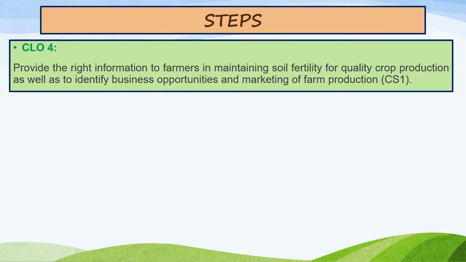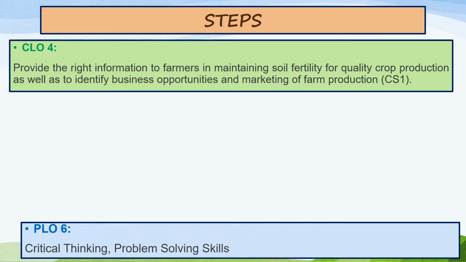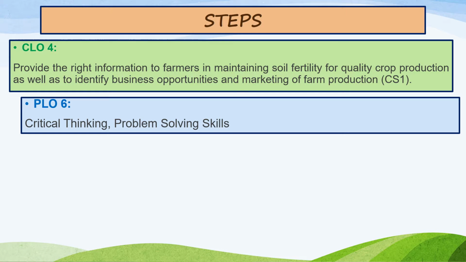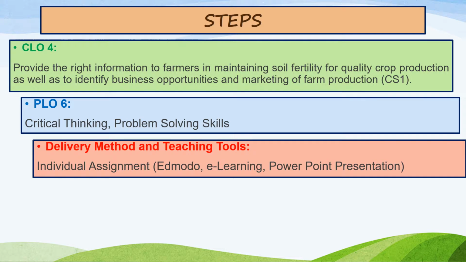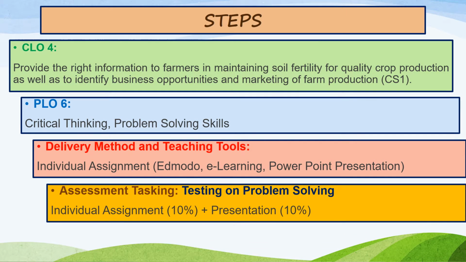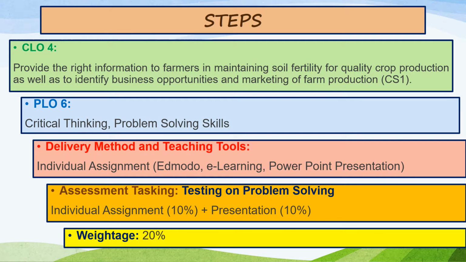The fourth CLO is categorized as Communication Skill Level 1. It is met with PLO number 6, which is critical thinking and problem-solving skills. Students are given individual assignment and presentation skills in this CLO. They are being assessed by individual assignment and presentation, which tests on their critical thinking and problem solving. The total weightage for this CLO is 20%.